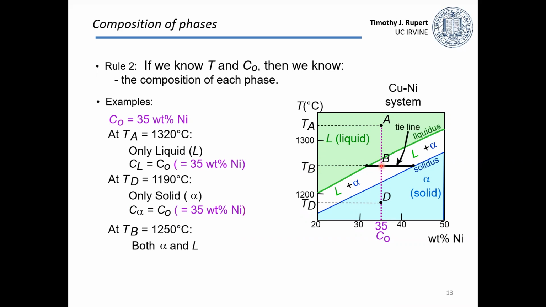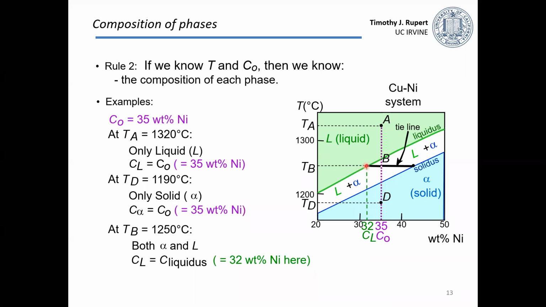What we actually can do is use what's called a tie line to determine what the composition of each phase is. So we're at this point B. Our overall or global composition is 35% nickel. We can extend a horizontal line out and see where it hits each of these regimes. If we extend it out, it hits the liquid regime at 32% nickel. That's going to be the composition that our liquid phase has. It can't have more than that. That's the max it can have at that temperature.